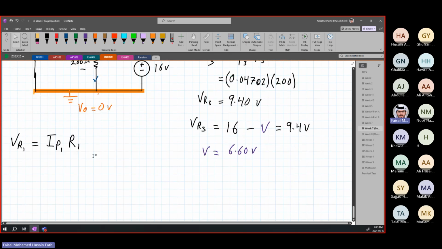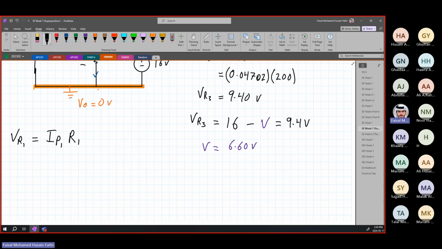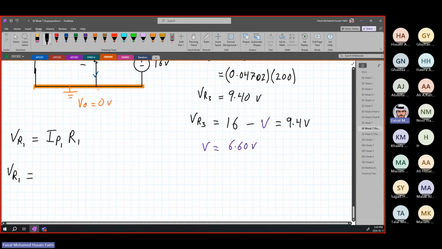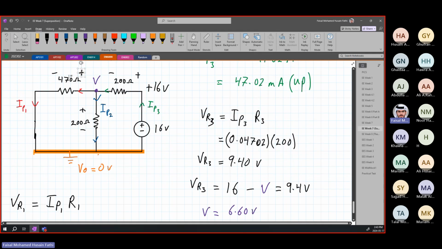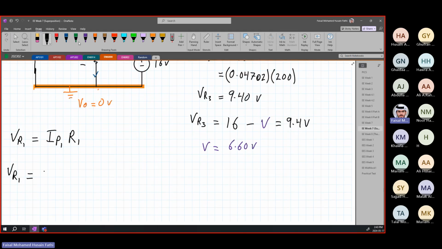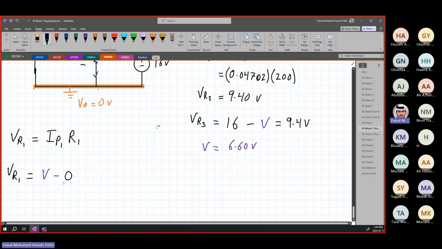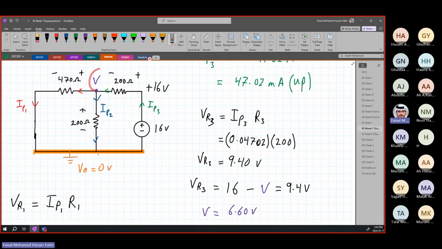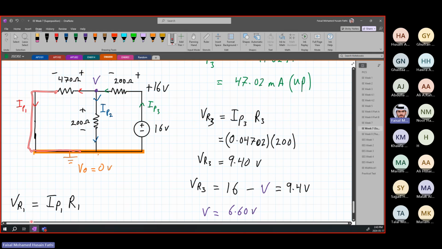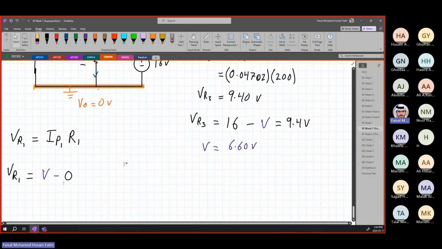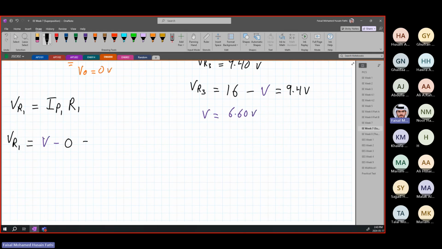R1, we need to find IP1. So another equation is, we're going to look at the voltages here. So this is plus minus, so it's V minus 0. Why is it V minus 0? Again, we have V on the positive side, and on the minus side, this is just the ground voltage. So it is 0. That's why it is V minus 0. So VR1 is simply equal to 6.6.